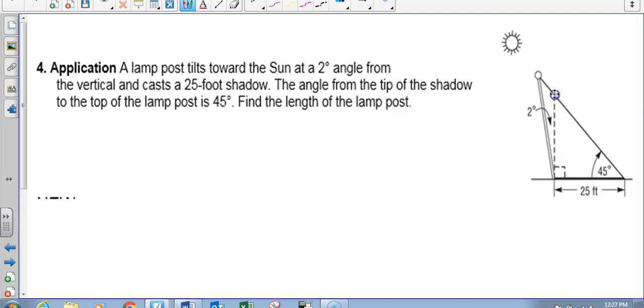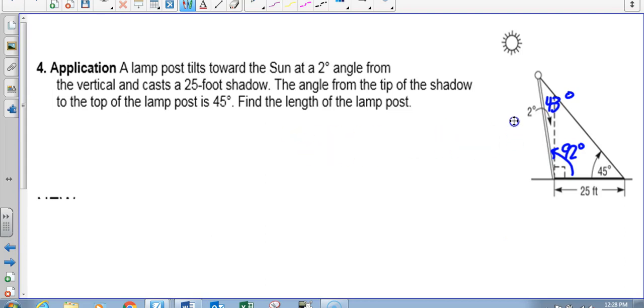This is an application problem, which a lot of the homework is, so let's check this out. It says there was a lamppost and it was straight up and down till it tilted back 2 degrees. So now what is the angle it's making with the ground? 92 degrees. Can we find the angle up here then? 180 minus 92 and 45 leaves us 43? No? Yes? Okay, thanks. I can't read those numbers very well. My bifocals aren't happy.